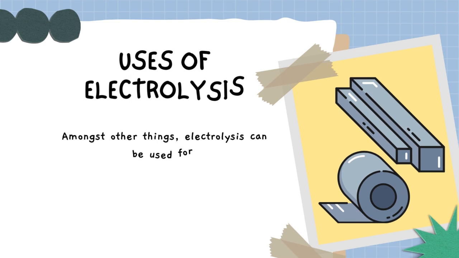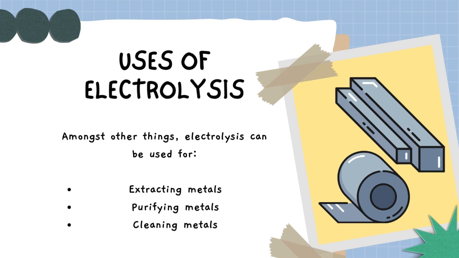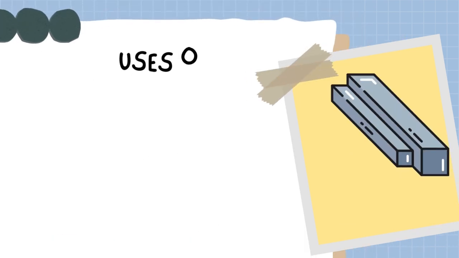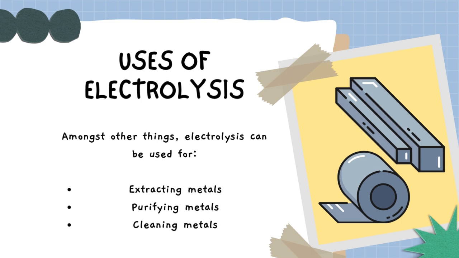Uses of electrolysis. Amongst other things, electrolysis can be used for extracting metals, purifying metals, and cleaning metals.